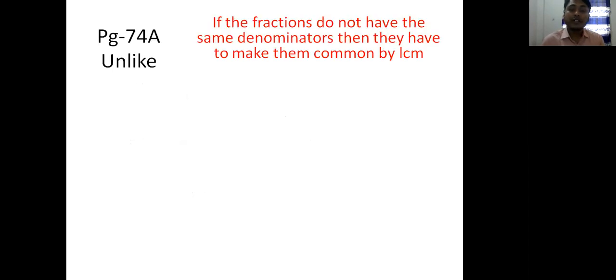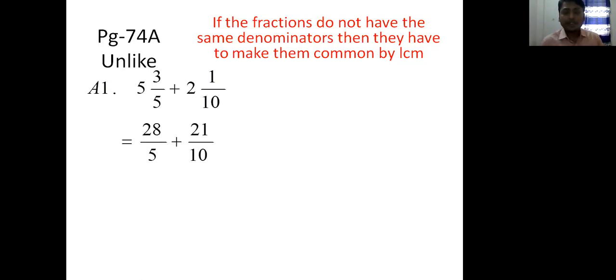Now I'm going to the very important maths, and this type of maths sometimes students face problems with. Unlike fractions means those fractions don't have the same denominator. That means if the fractions do not have the same denominator, then how can we do it? For addition, our condition is that we change first. Okay, we change first, no problem. We change into improper fractions. Now can we add? No.